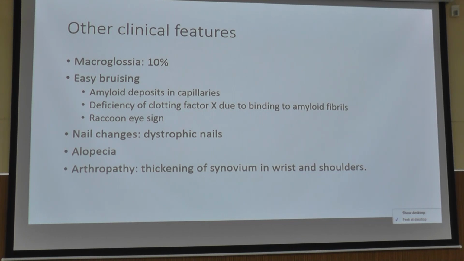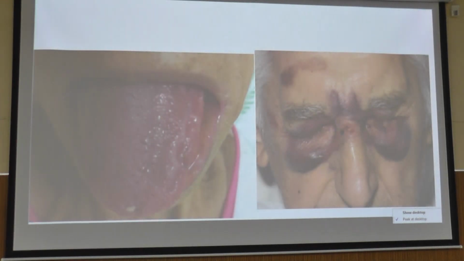Nail changes: dystrophic nails will be there, and there is hair loss, and sometimes some joint involvement can be there. Most of the time, easy bruising, macroglossia, and dystrophic nails are the three very common things. You need to remember this. So you have a large tongue. How do you identify one? It is apparently large, but you can also see the teeth markings on the sides of the tongue.